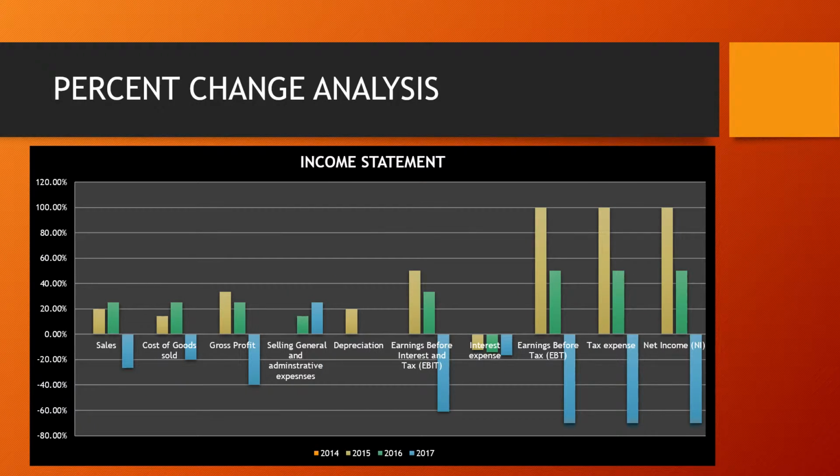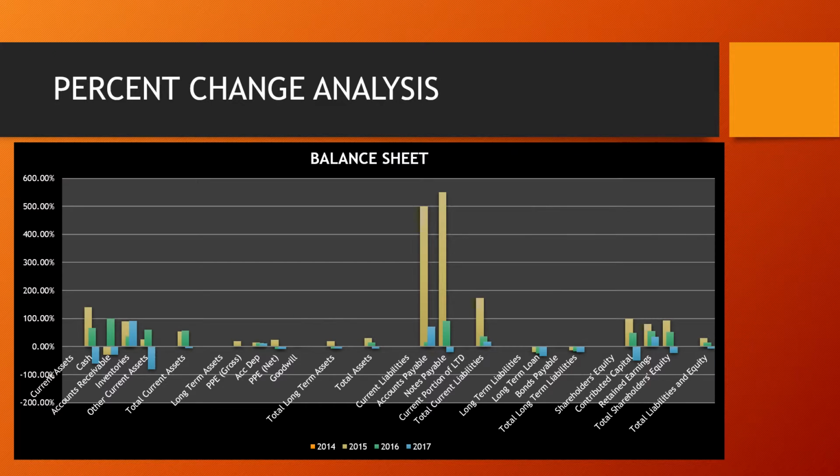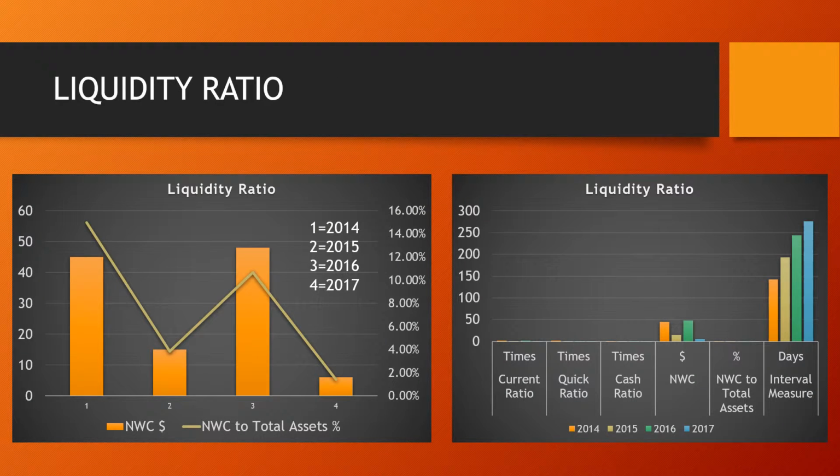The last analysis is the percentage change analysis, which examines how two items change as a percent from one period to another period. The income statement graph here shows the percentage change, which is most negative for 2017. And for the balance sheet, it is seen that the percentage change for the year 2015 is the highest for almost every item.